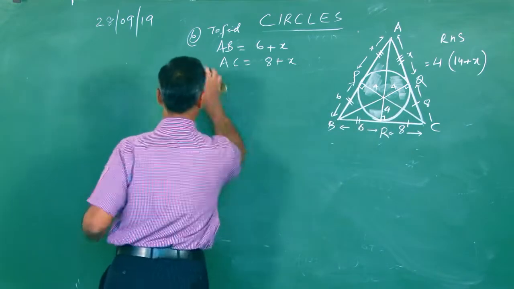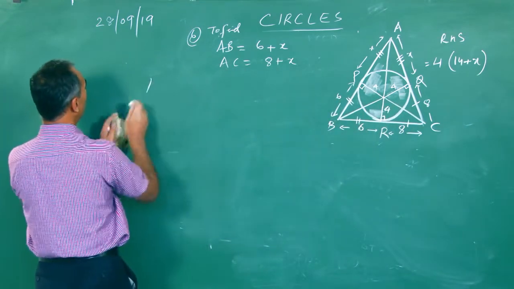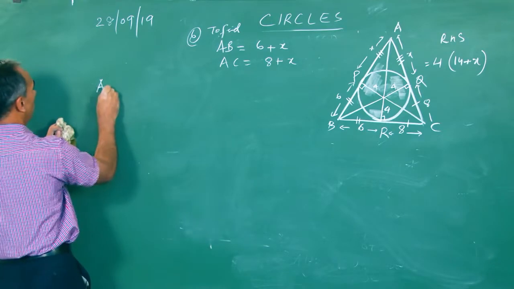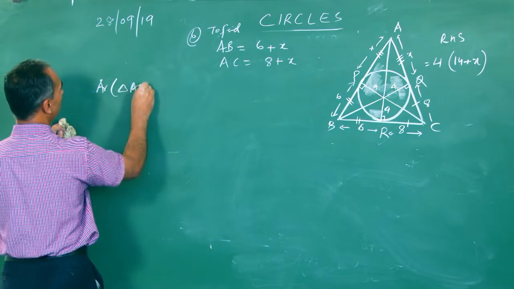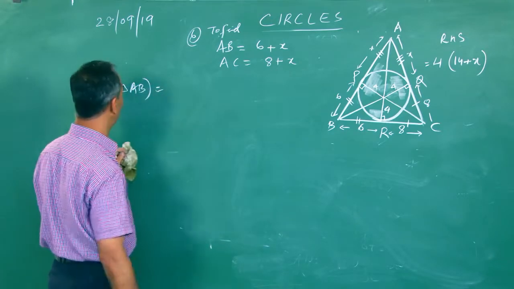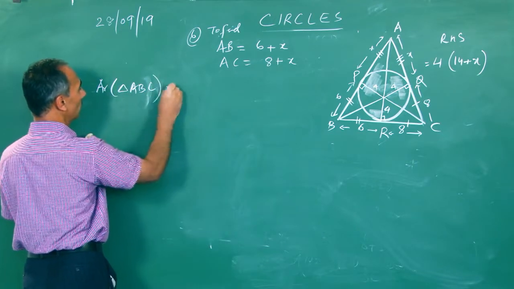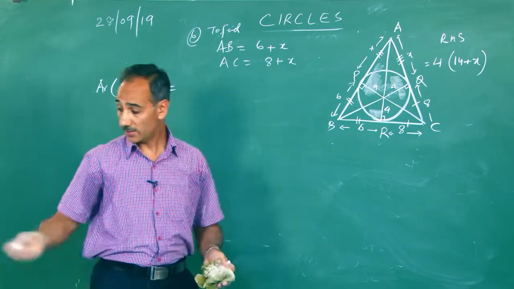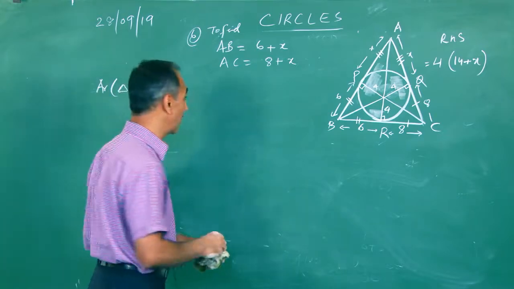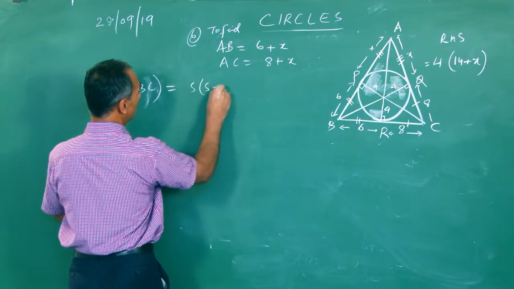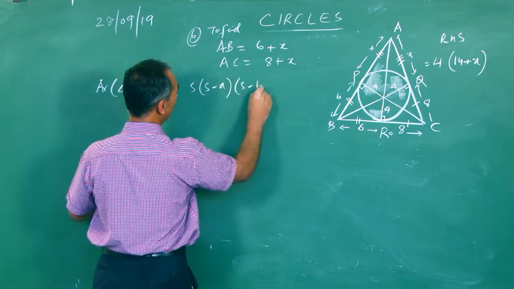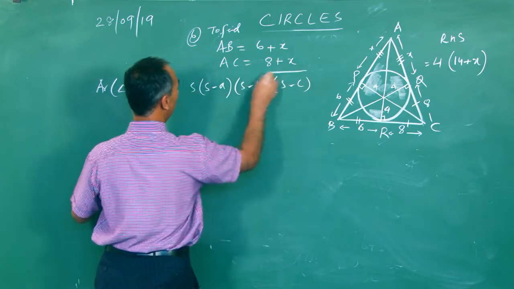Right? Now left hand side was area of triangle ABC. You have to apply Heron's formula. Why, my dear friends? Because all three sides are given. There's no other option. It's not an equilateral triangle, where you would apply root 3 by 4 into side square. Heron said area is the square root of s into s minus a, s minus b, s minus c.